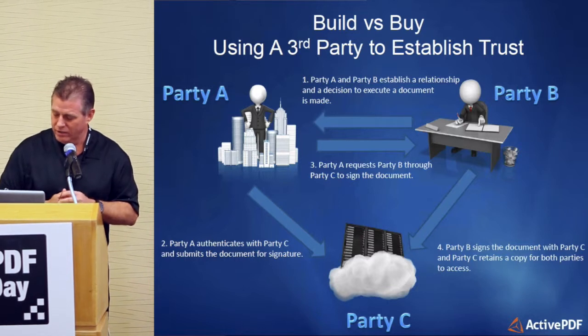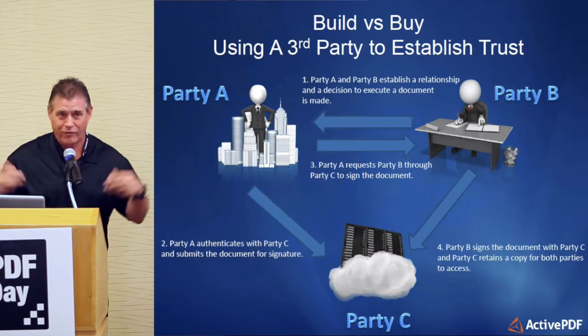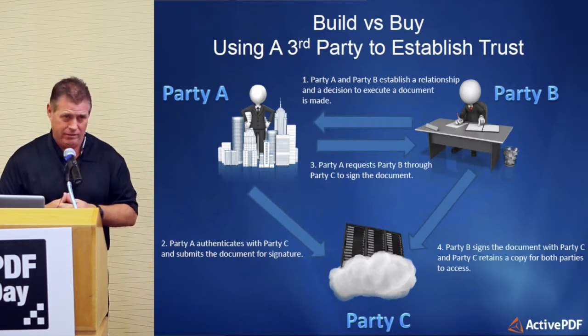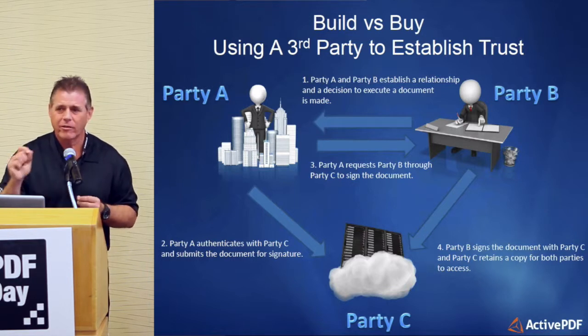So then party B signs the document with party C, and then party C notifies everyone. But most importantly, party C retains a copy of the document for both parties to access. That's part of the E-Sign Act.